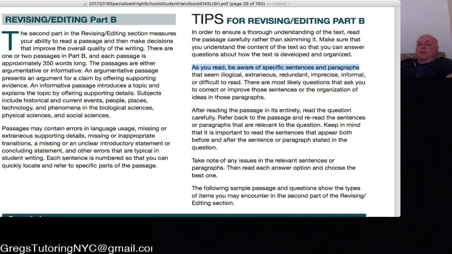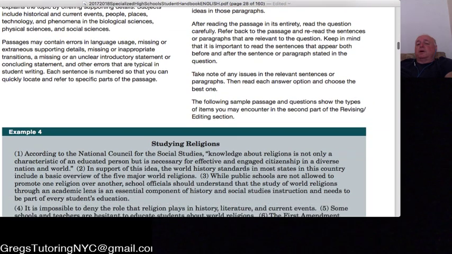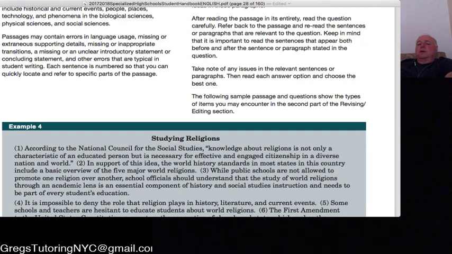So as you read, look for illogical stuff, extraneous stuff, redundant stuff, imprecise stuff, informal stuff, or difficult to read stuff. Just sometimes you have to go with your gut too, like damn, that's ugly, damn, that's stupid. Why is this here? So as you're reading it, and it says the more likely questions are that you correct and improve those sentences. And by the way, this is a case where sometimes they're even forcing you to go back and forth to the passage.